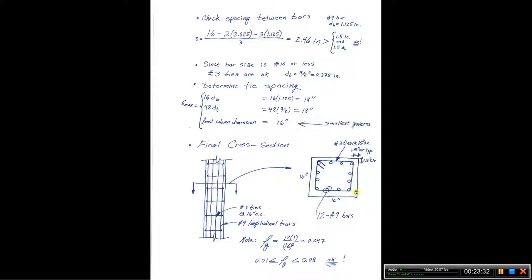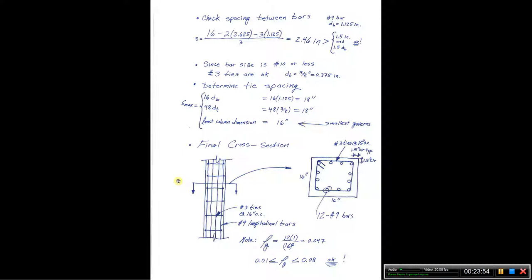Our concrete column then is 16 by 16. It has the 12 number 9 bars longitudinally, and it has number 3 ties at 16 inch on center. And we also have 1.5 inches of clear cover all the way around the steel inside the concrete column.